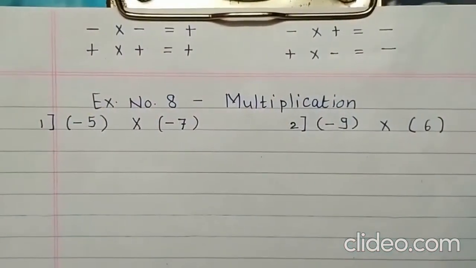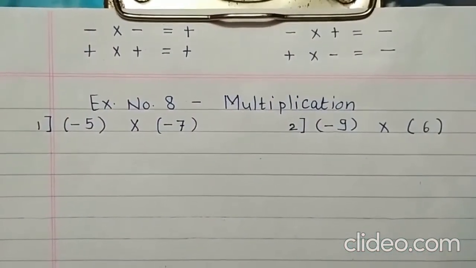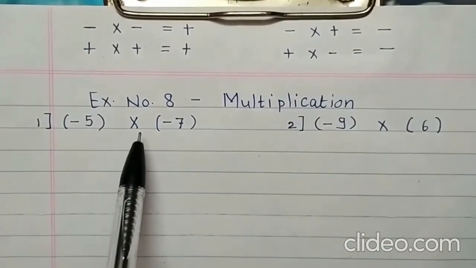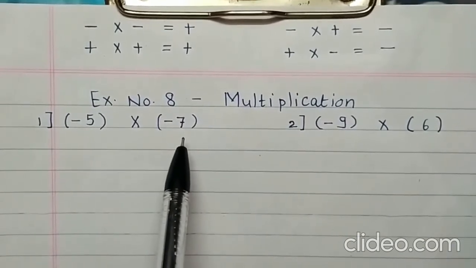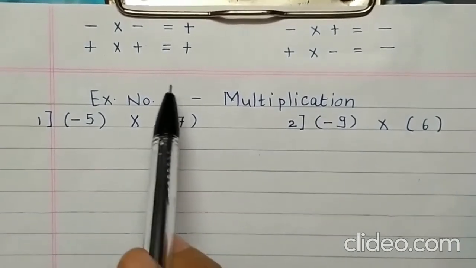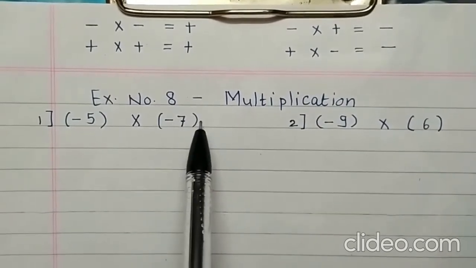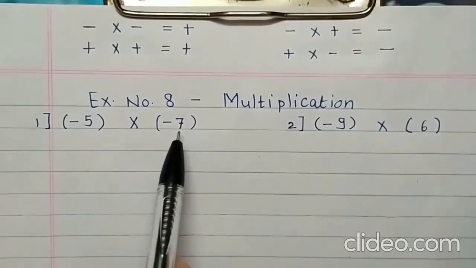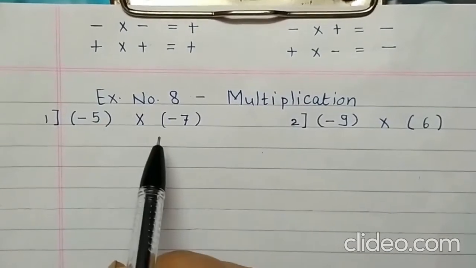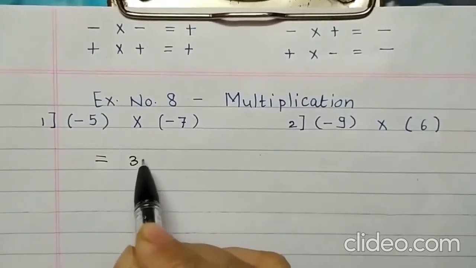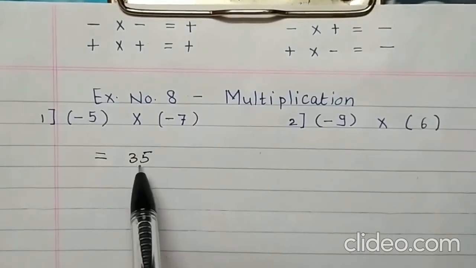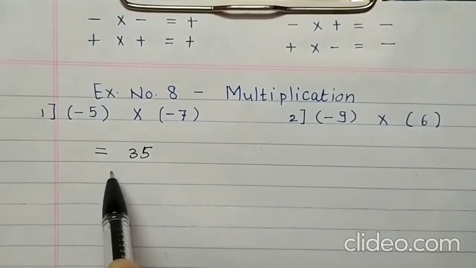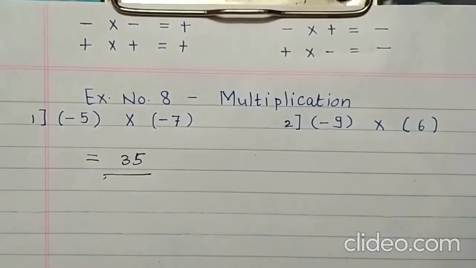Now let's solve exercise number 8, multiplication of integers. The first example given is -5 multiplied by -7. Here, as we just remembered, two negative signs always give a positive product. Let's solve this. 5 sevens are 35, but the two minus signs cancel and the product will be plus. That means we can directly write 35 positive.